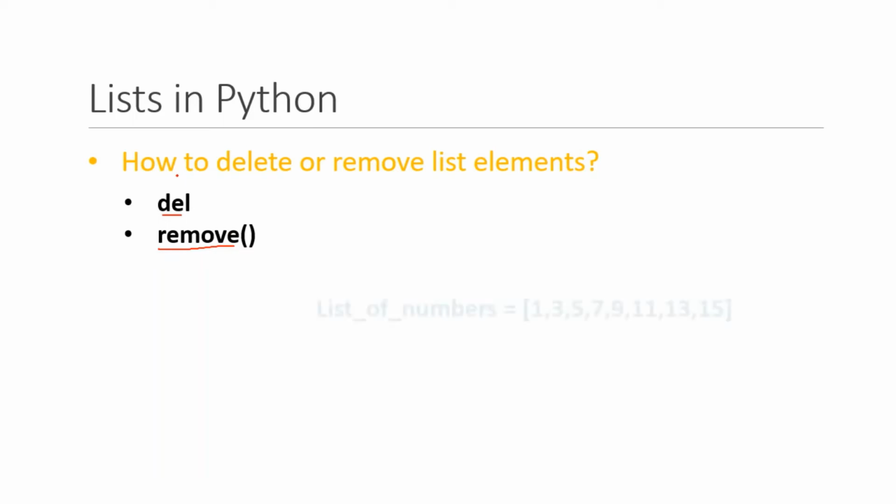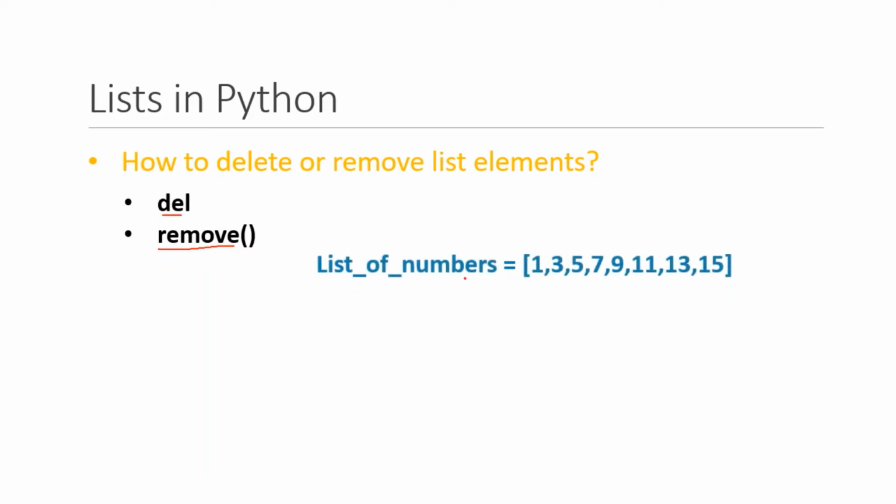So let's say I have a list of numbers, and in this list I have odd numbers from 1 to 15. If I have to use this del keyword, I have to make use of the index. So I will write del list_of_numbers, and then I mention index number 2. At index number 2 I have this 5, so it will delete this 5 element from the list.